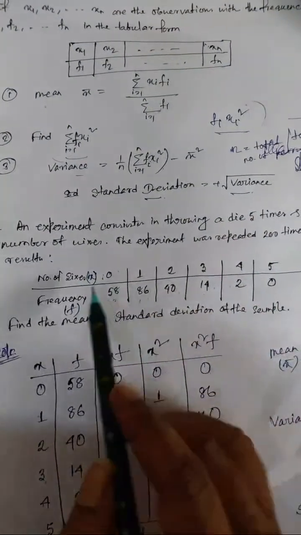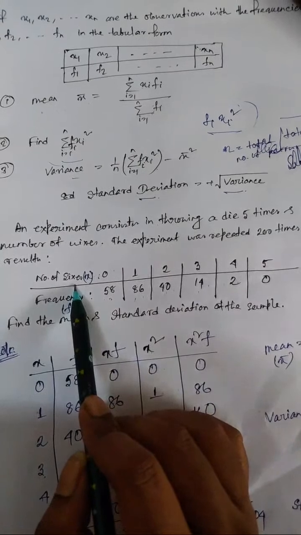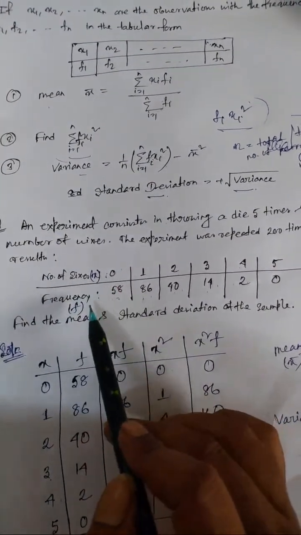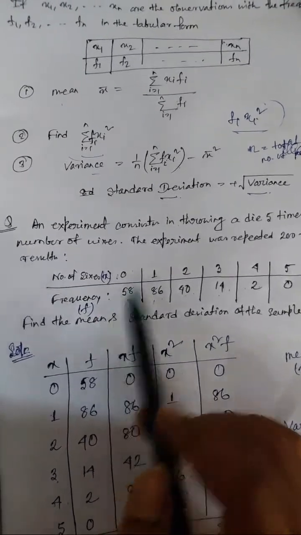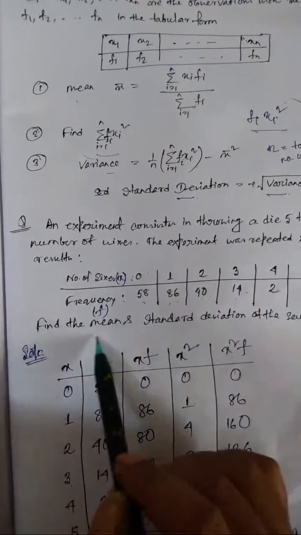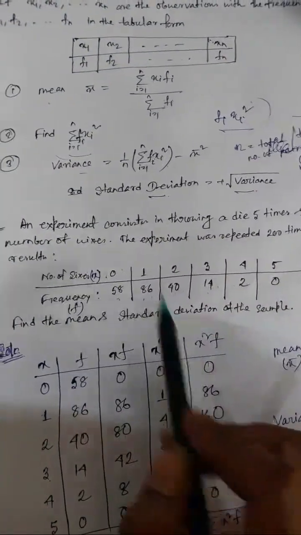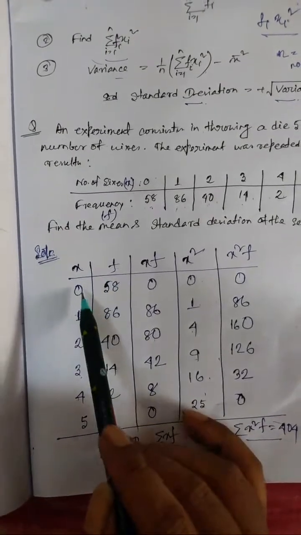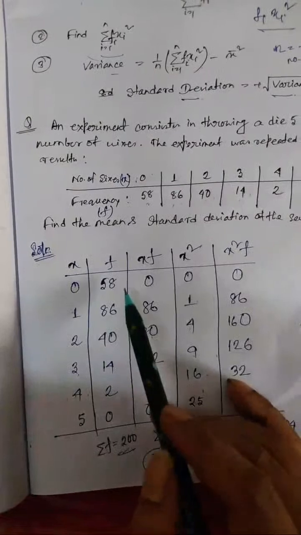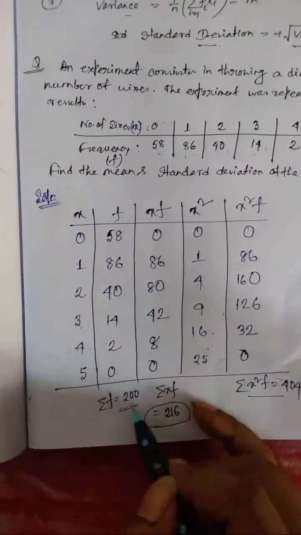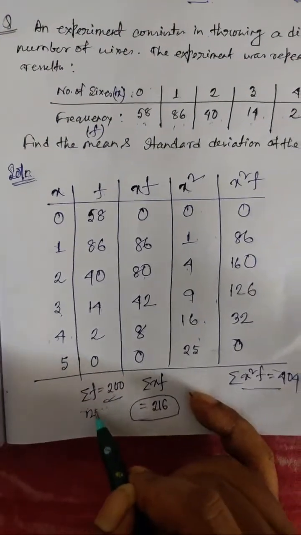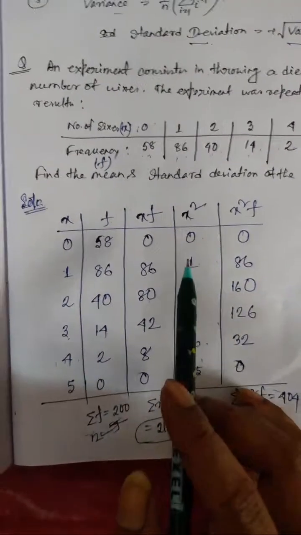So now here this is the number of sixes, which will be defined by x, and the frequencies give how many times each number of sixes appears. So now how can I find the mean and standard deviation? First we write here the table of x and f. These are the corresponding frequencies f. So here the summation f is already known as n, that is n is equal to 200.